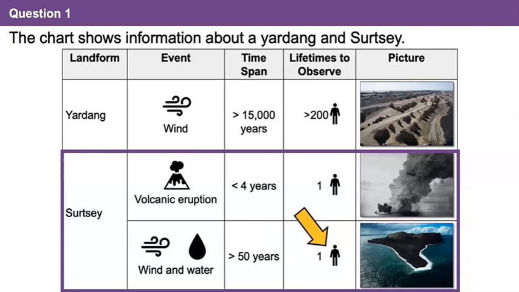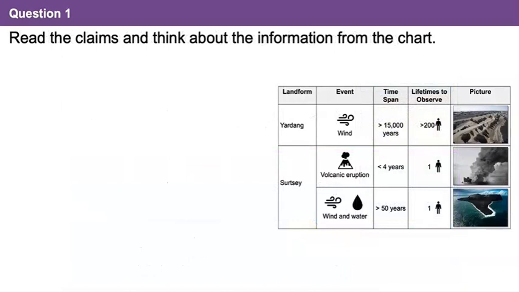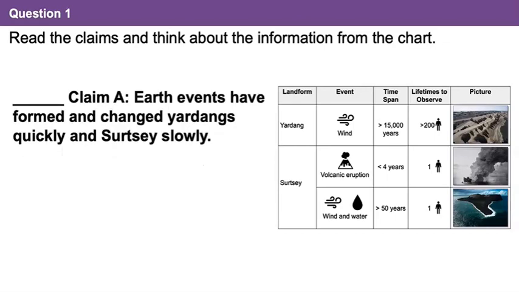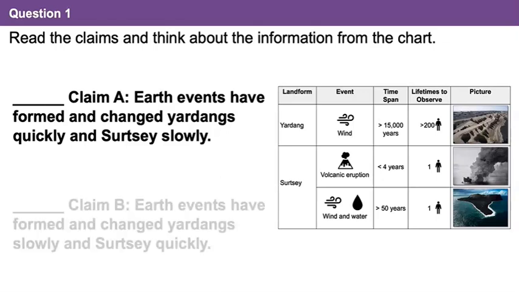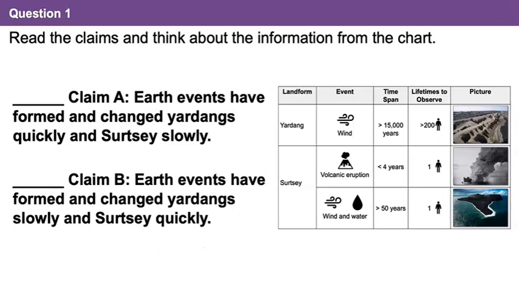Now, we will use the information from the chart to answer the first question in the conceptual checkpoint. Read the claims and think about the information from the chart. Claim A. Earth events have formed and changed yardangs quickly and Surtsey slowly. Claim B. Earth events have formed and changed yardangs slowly and Surtsey quickly.